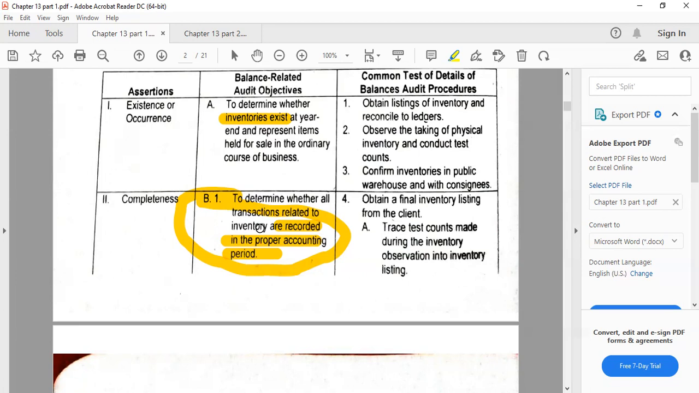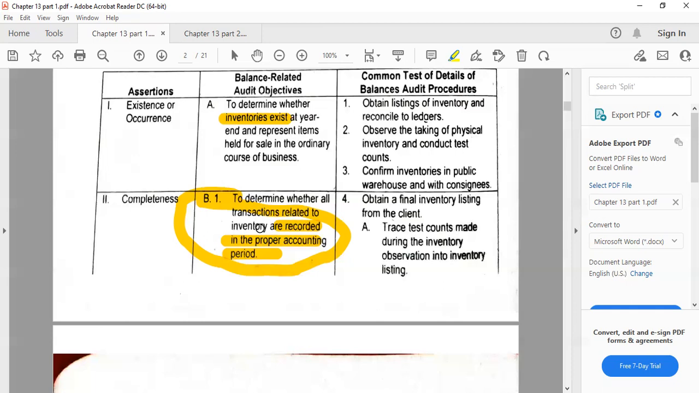So how will we know if it should be included in the December 31 cut-off or in the next period? We have to check the shipping terms. If it was shipped FOB destination, ownership is transferred upon receipt by the buyer. So in my example, it was purchased on December 30, shipped on December 31, and received on January 1. If it is shipped FOB destination, it should be recorded in the next accounting period, which is January 1.